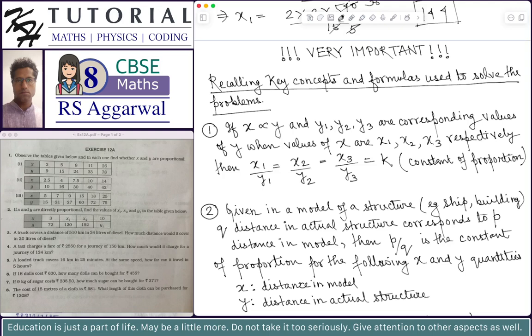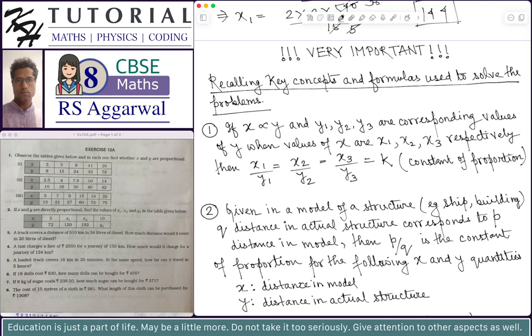The first one is very obvious. If x and y are two quantities that vary directly, that is, if x and y are in direct variation, and y1, y2, y3 are corresponding values of y when the values of x are x1, x2 and x3 respectively, then we have x1 by y1 is equal to x2 by y2 is equal to x3 by y3 is equal to k, where k is known as the constant of proportion or constant of variation.